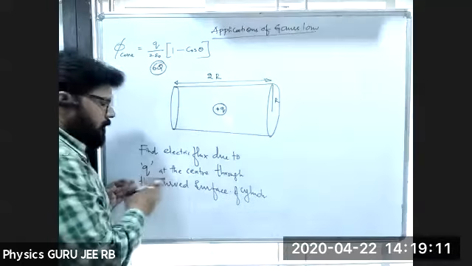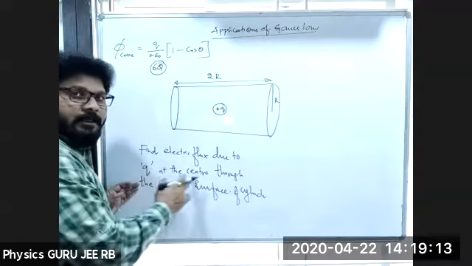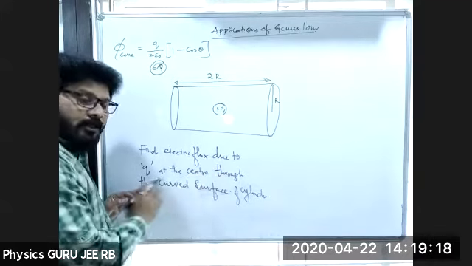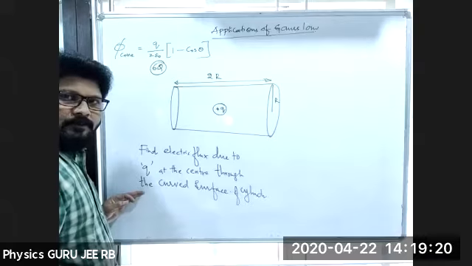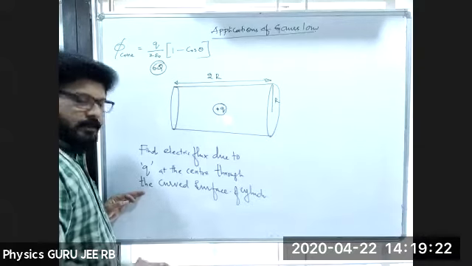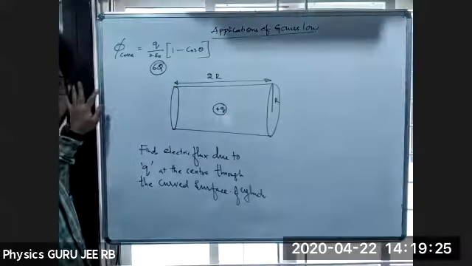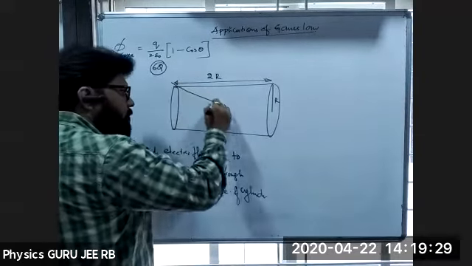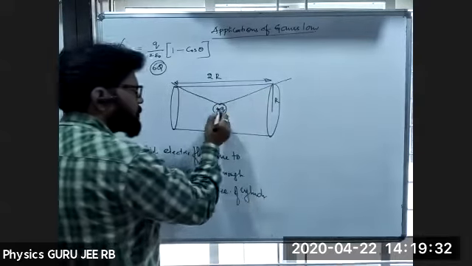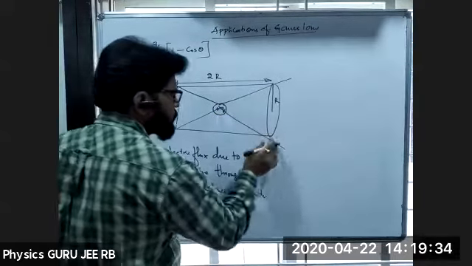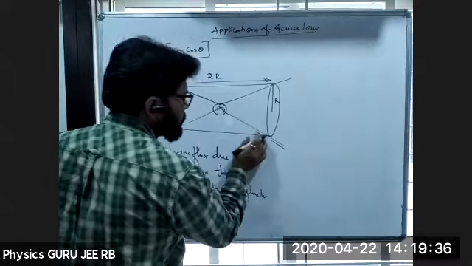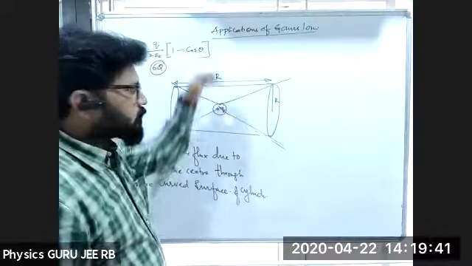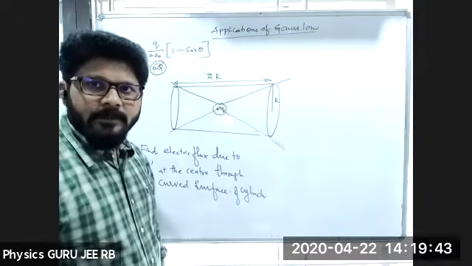Find the electric flux due to Q at the center through the curved surface of the cylinder. What we require is through the curved surface of the cylinder. That means only this one, this surface we want. Only this is the curved surface, not the up and down. We want only the flux through this one, right?